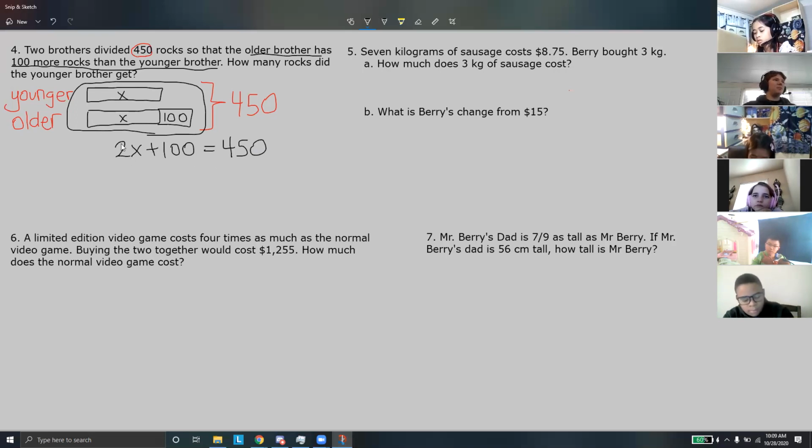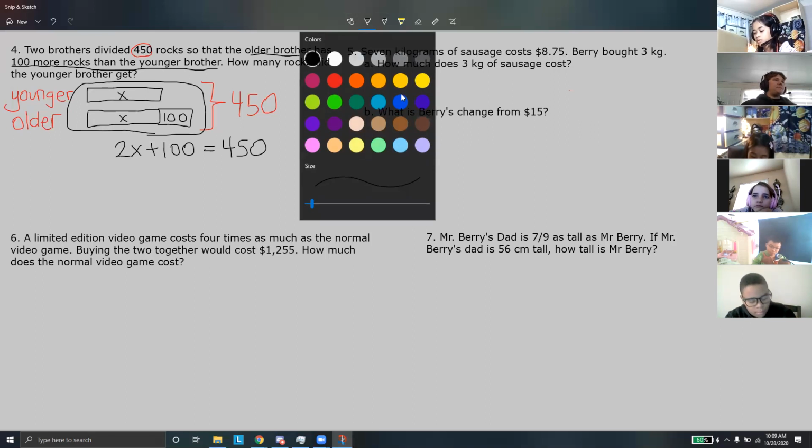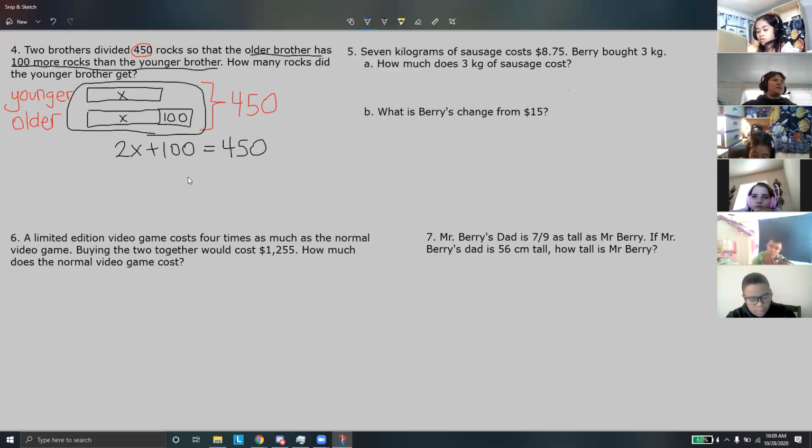Okay, so we don't want to know what 2x plus 100 is. We want to know what just 1x is. So we're going to get 1x all alone. To do that, we'll subtract 100 from both sides. Positive 100 minus 100 is nothing, and 450 minus 100 is 350. And so on the left side, all we have left is 2x equals 350.